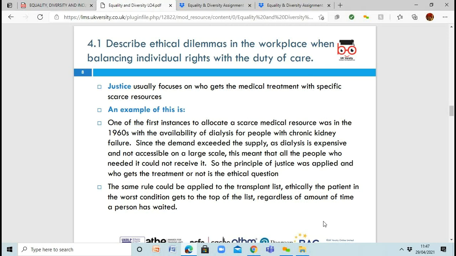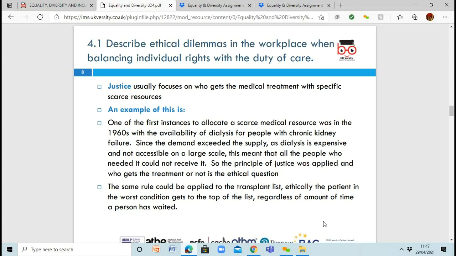In the 1960s, there was, now dialysis is very available because a lot of advancements have been made. So people with kidney issues, when they have to go in to get dialysis once a week, twice a week, 3 times a week, they're able to go in and get it done. In the 1960s, this was new. It wasn't available for everyone, and it was very, very expensive. So there was a dilemma of who gets it and who doesn't.